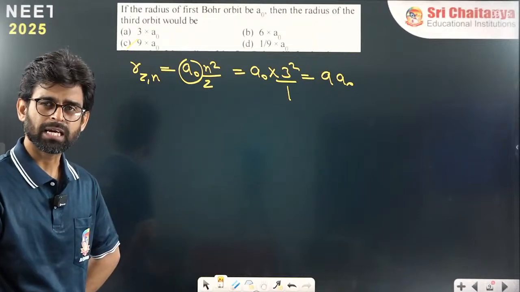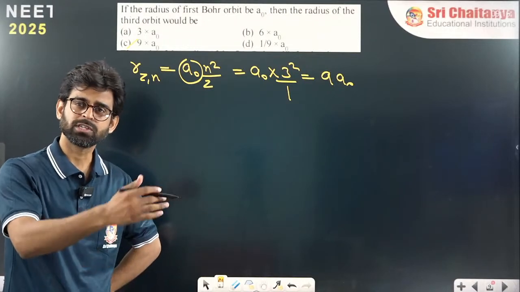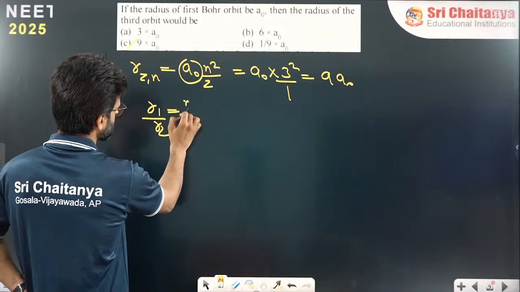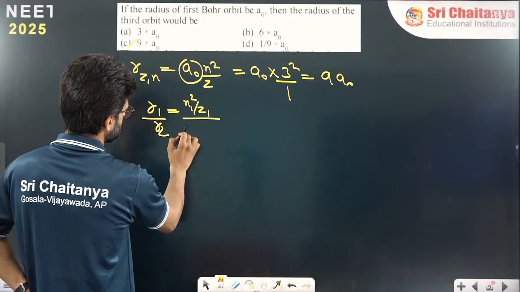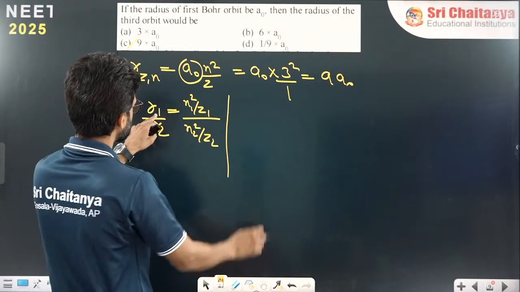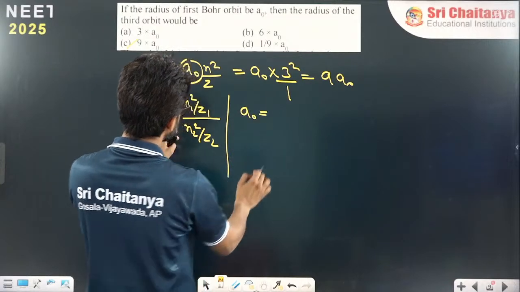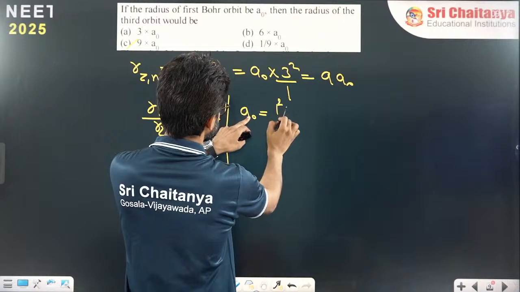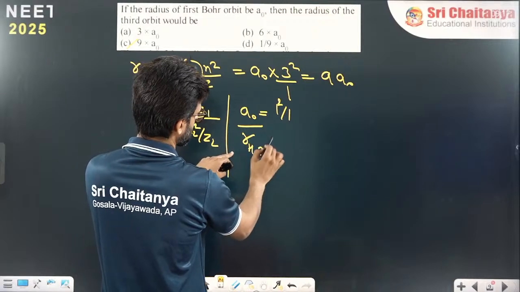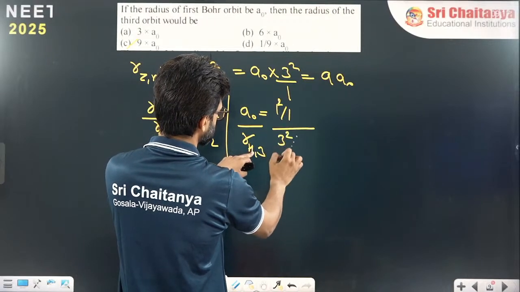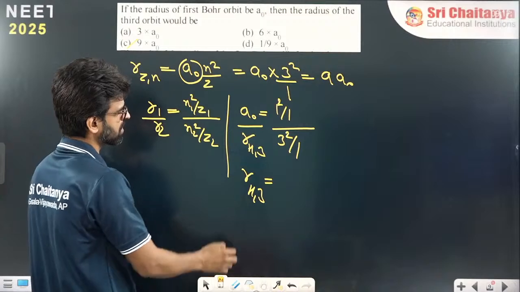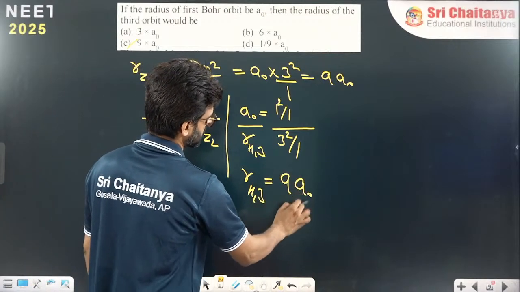Clear? Or sometimes they give you the radius of one shell, they ask you the radius of another shell. In such questions, always use this one: R1 by R2 is equal to n1 square by Z1 divided by n2 square by Z2. Like in this question also, they gave me a naught. A naught is the value of which shell? First shell in hydrogen atom, and they're asking us the radius of hydrogen atom's third shell. Third shell means 3 square and hydrogen atom. If you solve this, what is coming from here also? 9 a naught. Okay.